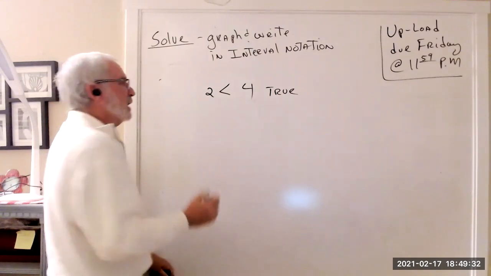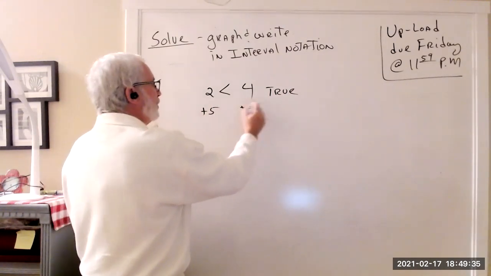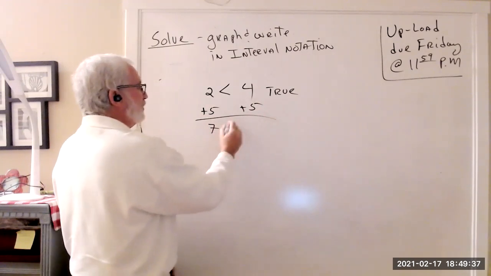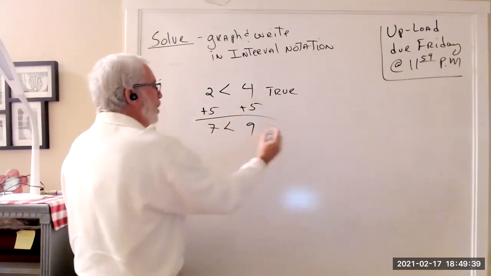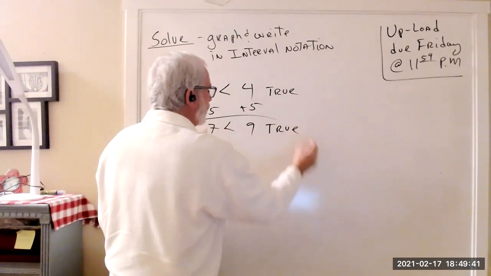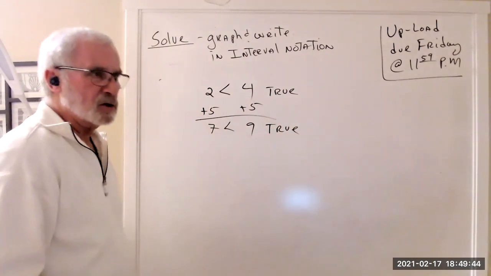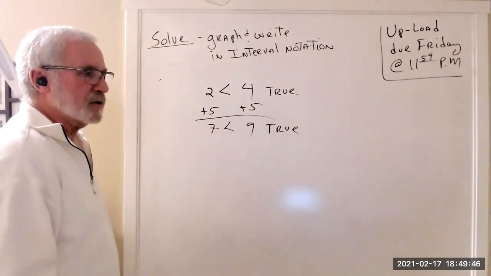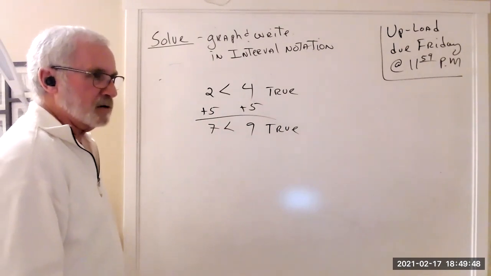Let's say you add 5 to both sides. Then we get 7 is less than 9. Well, that's also a true statement. By the way, you do not need to take notes on this. This will not be tested in any way. This is just kind of for your understanding.